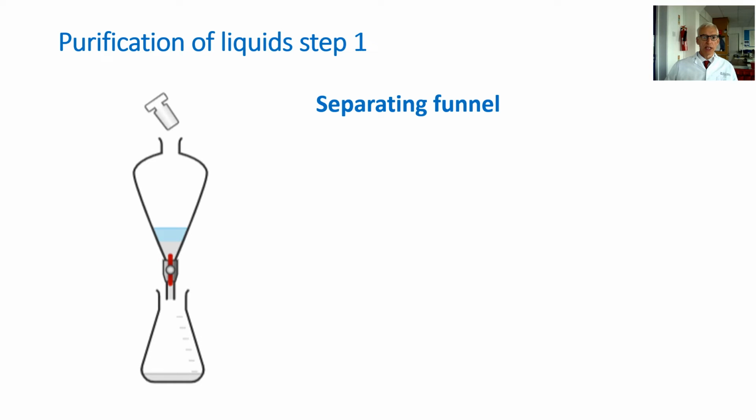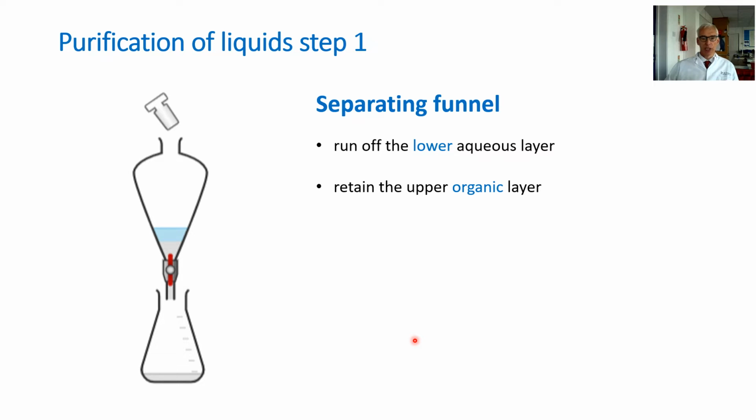Okay, so separating funnel looks like this. We've got two levels, two liquids in my diagram. I hope you can see I've got a bluish upper liquid and a greyish lower liquid, and I'm collecting, of course, the lower greyish liquid. The lower layer is generally the aqueous layer, because organic liquids tend to be less dense than water, so the general procedure is to retain the upper organic layer.